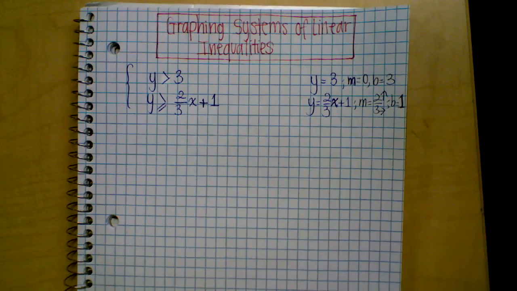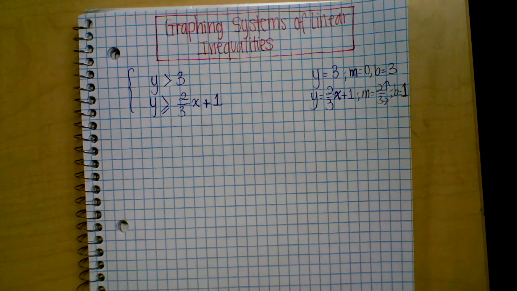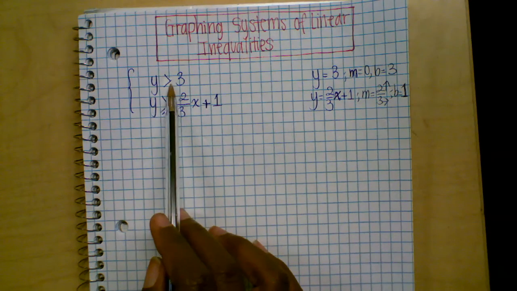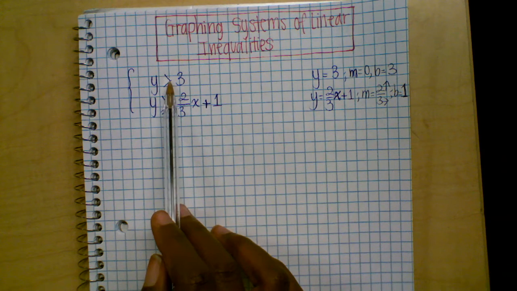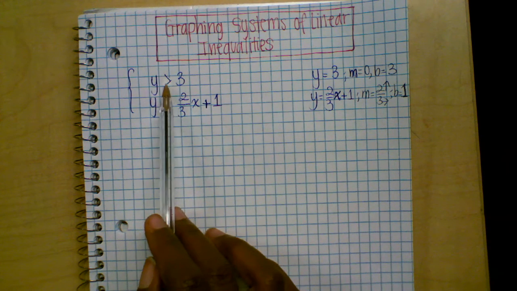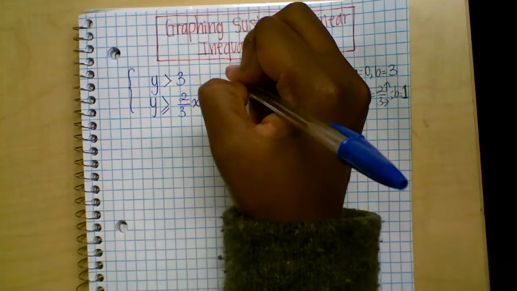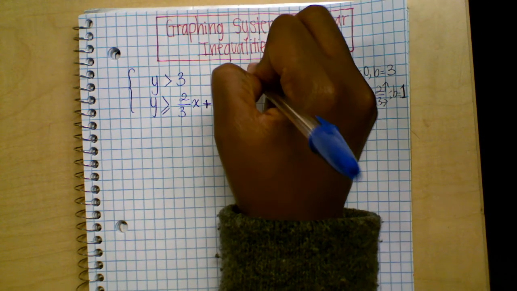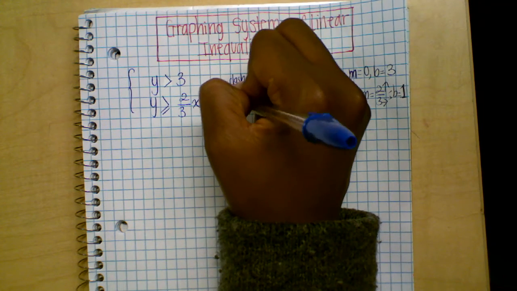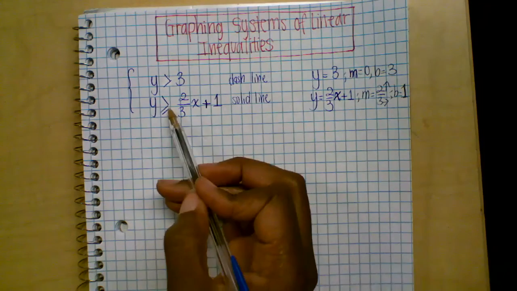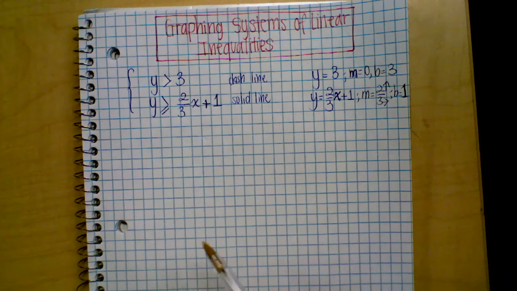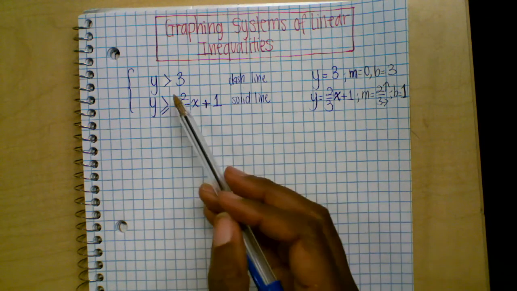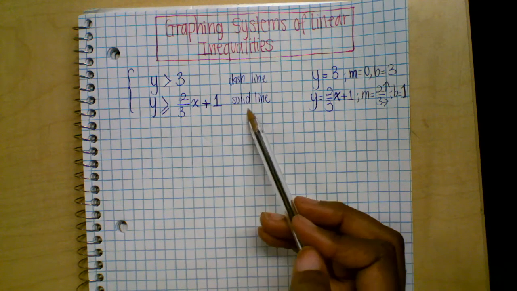So what is step 3? Step 3 is to graph each line on the x and y coordinate grid. For the first line, because we don't have a line under the inequality, this line is going to be a dash line. So make sure you have a dash. Let me write dash line. And at the bottom you have a solid line, because of the line under the inequality. I'm just writing this to remind myself: dash line for the first inequality, and the second one is a solid line.